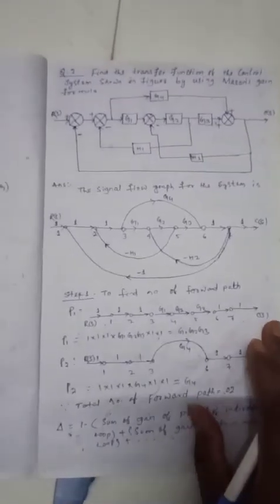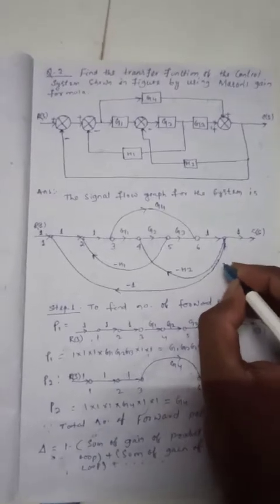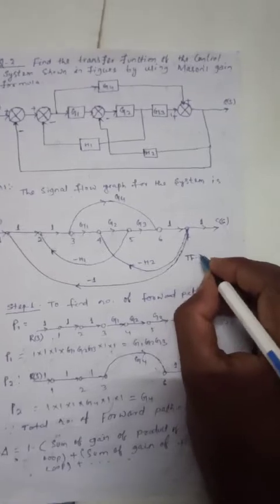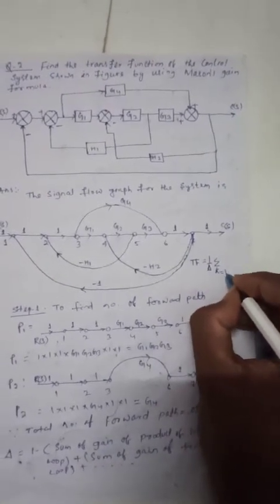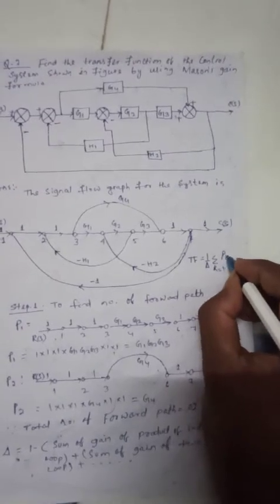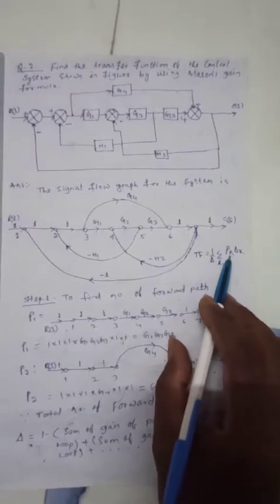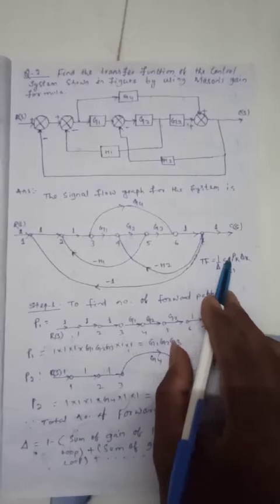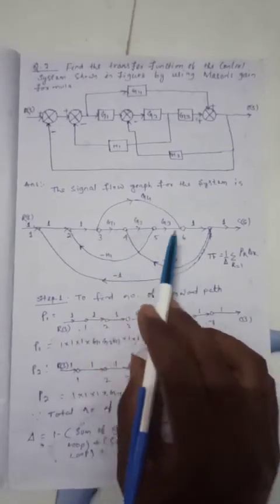Let us find the transfer function. We know that the transfer function of a system by using Mason gain formula is 1 by delta, summation of k equal to 1, P_k delta_k. P_k is the gain of the forward path. The first step is to find the number of forward paths. In this signal flow graph, how many forward paths are there?